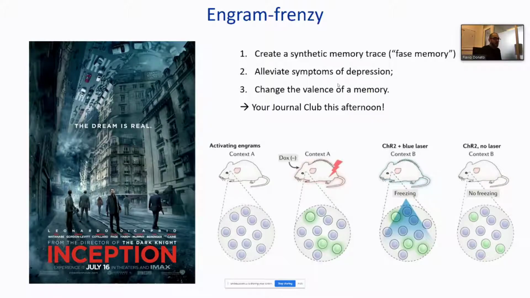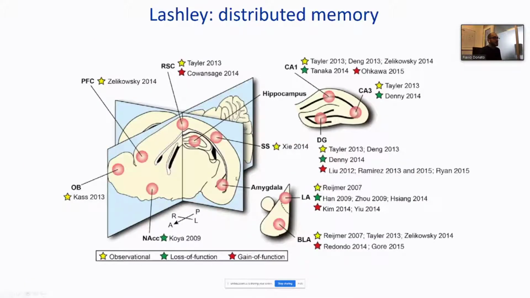These studies also gave back some sort of dignity to the poor Lashley, who had been sort of wiped out by Penfield's discovery that indeed there are small areas of the brain in which memories are discovered, because one of the discoveries that came from these engram labeling methodologies is that indeed, even for one specific paradigm, like the contextual fear conditioning that you have seen before, the engram, if you want, is distributed across many areas.